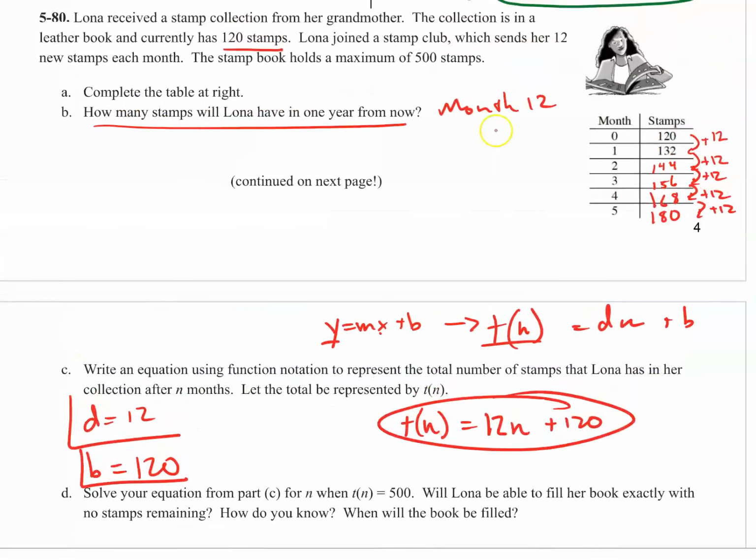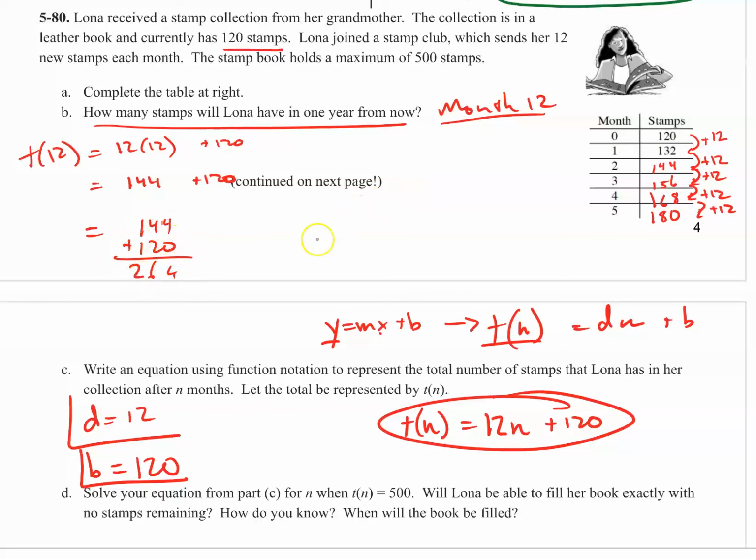Okay, so now let's find month 12, which is kind of like the 12th term. T of 12. That's going to be 12 times 12 plus 120. And you got to know those times tables. Use a calculator if you don't. That's 144 plus 120. And that's going to be 264.